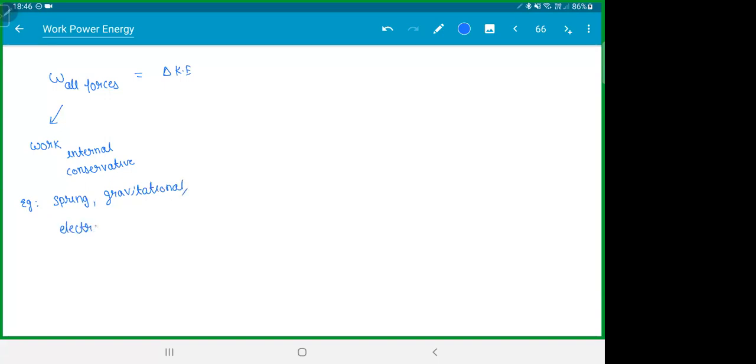That's it, at least in 11th and 12th physics. These are the only three things we deal with. And this is also work done by external forces. When we say external forces, basically any force other than these three is external. Examples: friction, air resistance, or any other force that you apply. So all forces can be categorized into this.